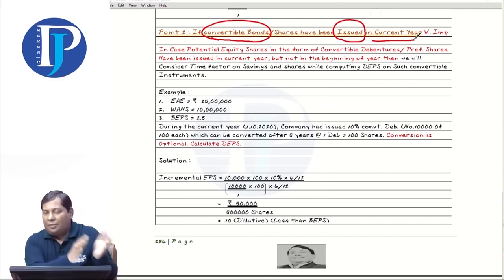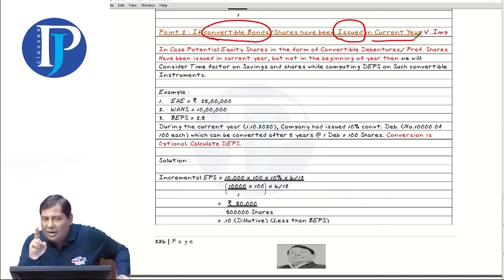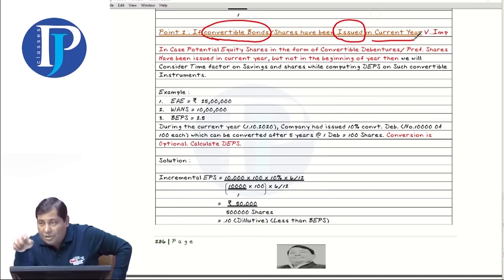This will impact your current year's profit for the next 6 months. Consider savings of 6 months and take the shares of 6 months. The savings that you add to the diluted EPS is for 6 months, and for the shares that you add, also, you have to apply the 6/12 time factor.